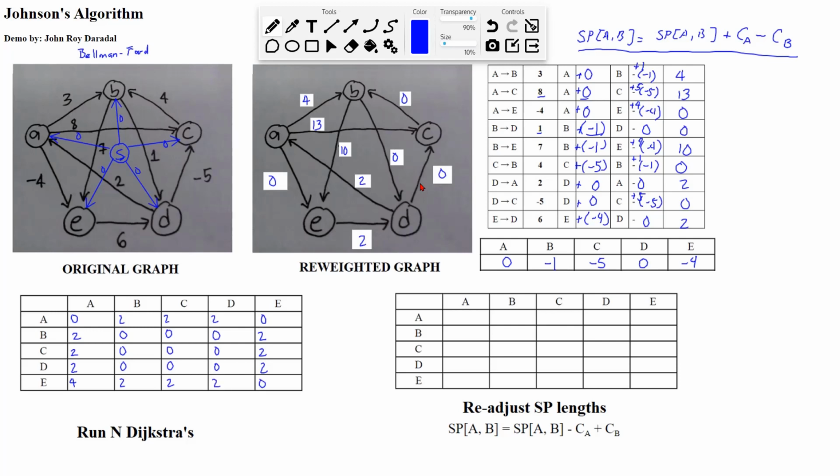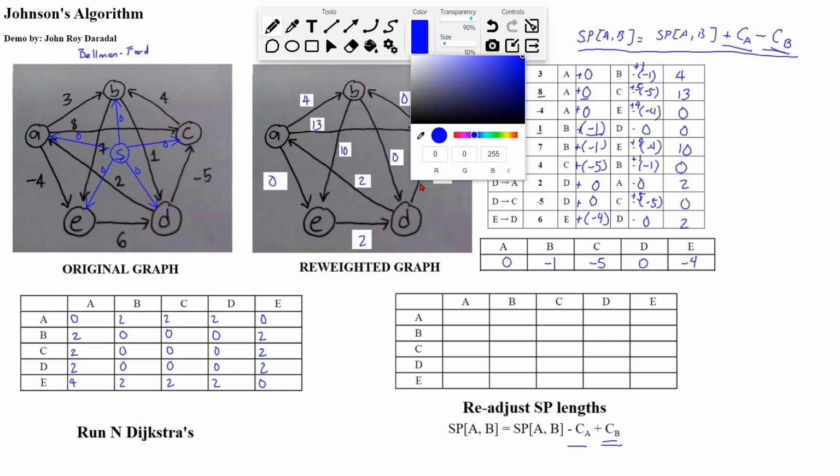Now this is our value for the n-Dijkstras, but this is for the reweighted graph. We want the all pair shortest path for the original graph. So what we'll do is we'll need to readjust the shortest path lengths using this equation. And earlier when we added CA and then subtracted CB, so to counter that we will subtract CA and add CB back. Okay, so it's just the opposite. So plus CA, here it's minus CA, here it's minus CB, here it's plus CB.